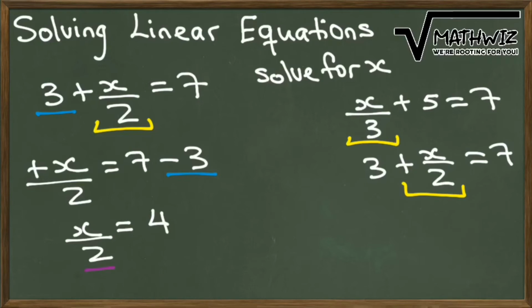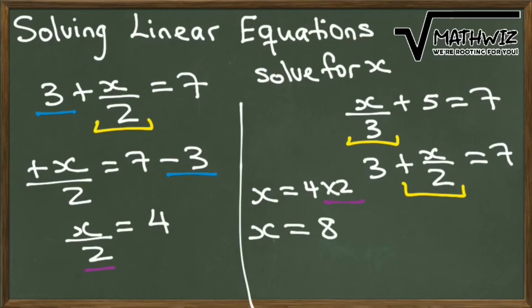And then the 2 which is divided, when you take it across, you are going to multiply. And 4 times 2 is going to give us 8.